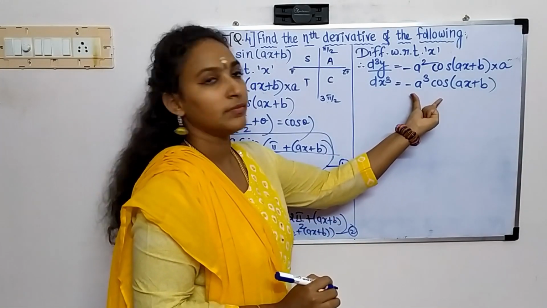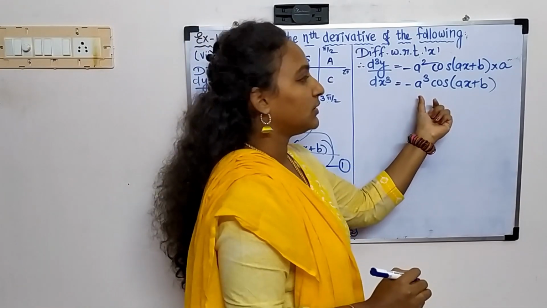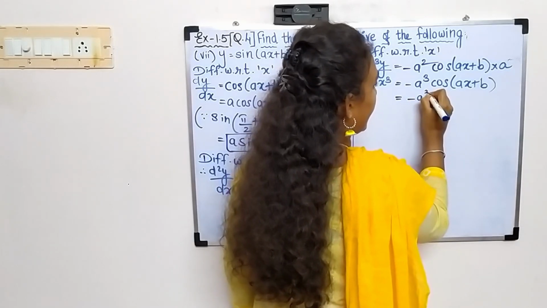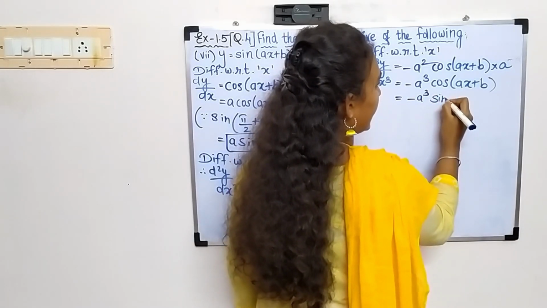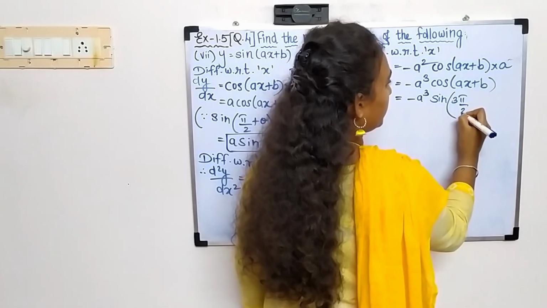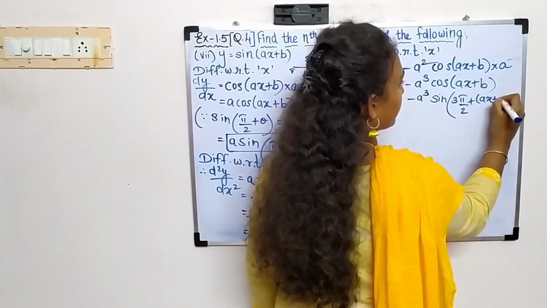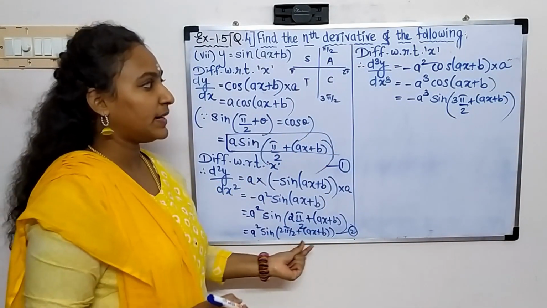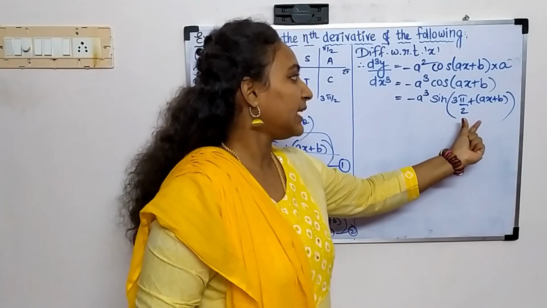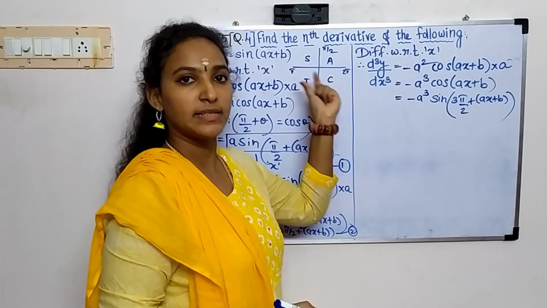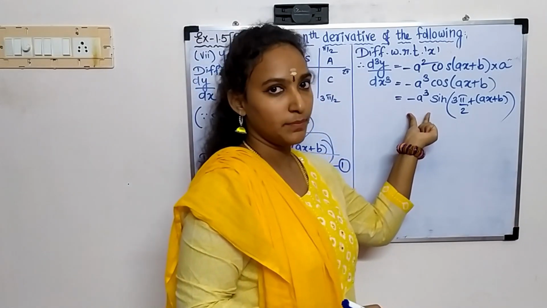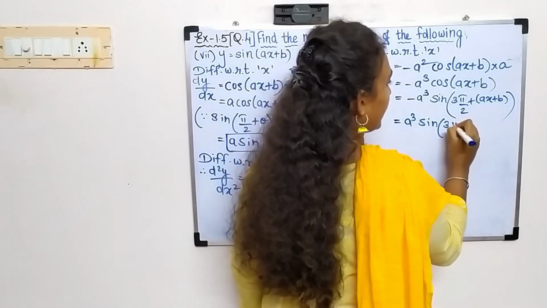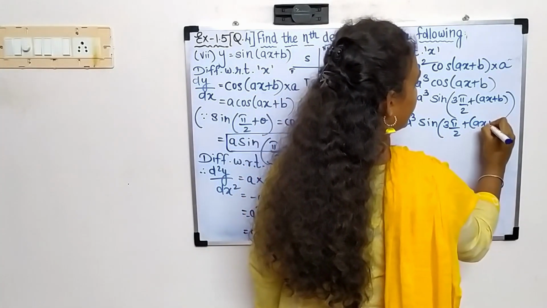Now similarly rearrange this, that is similarly change it into sine. This is minus a cube. This will be sine 3 pi by 2 plus ax plus b. First it was pi by 2, then 2 pi by 2, now it will be 3 pi by 2. 3 pi by 2 is your fourth quadrant. In the fourth quadrant, sign is again negative. So this will become positive. So this is equal to a cube sine 3 pi by 2 plus ax plus b.